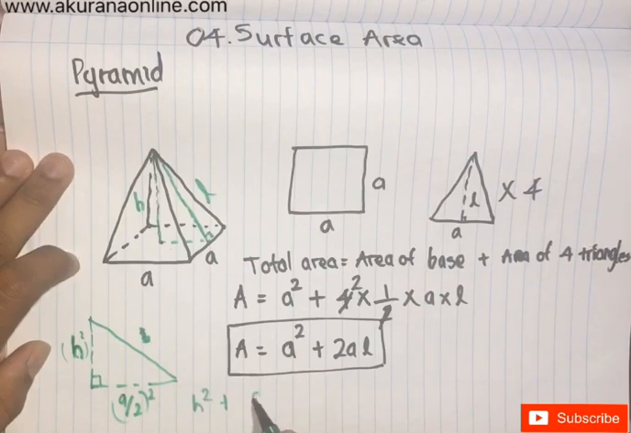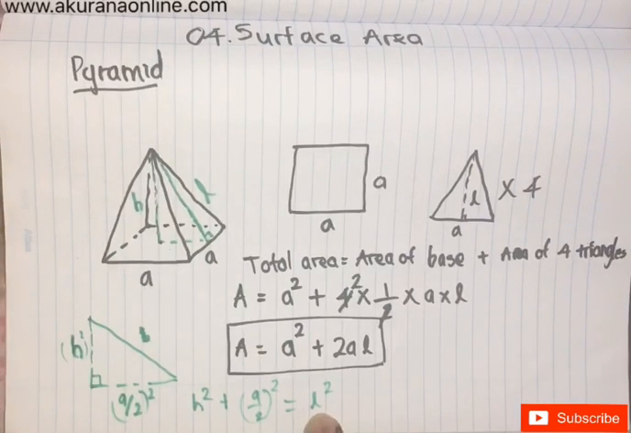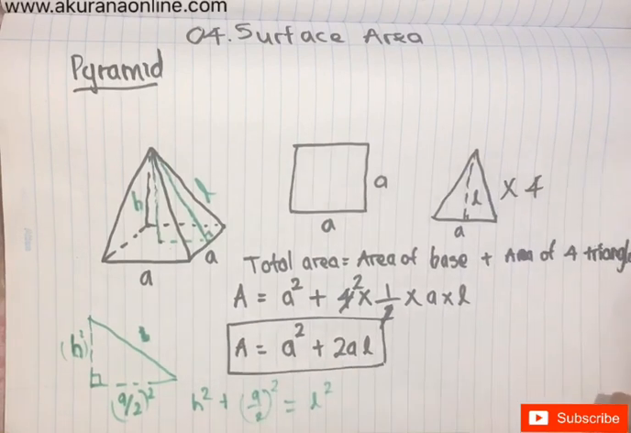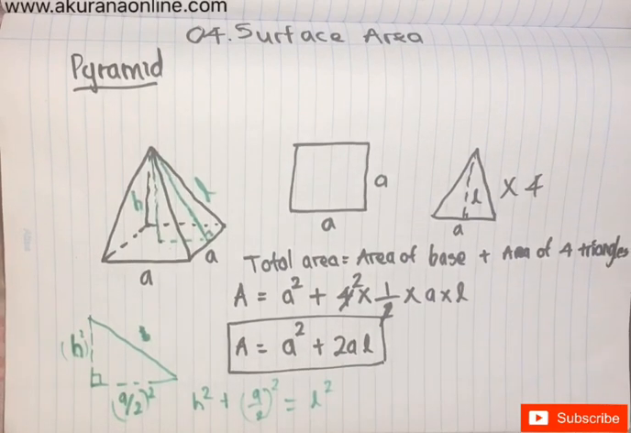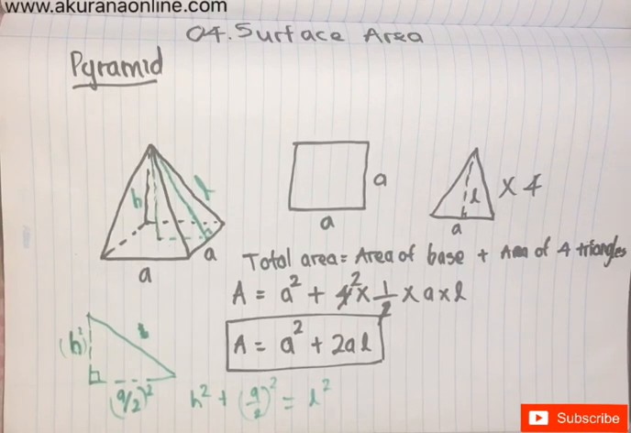H squared plus A over 2 whole thing squared is equal to L squared. Therefore you can find L. That is how you find the surface area of a square base right pyramid. Now let us check a question in the same book, the grade 11 book. Here they have said the surface area of a square base right pyramid is 2400 centimeters squared.